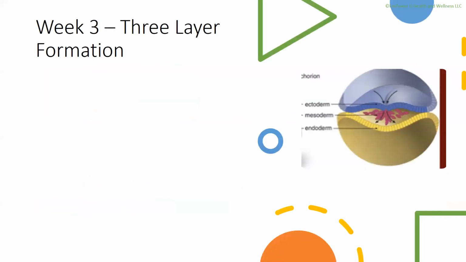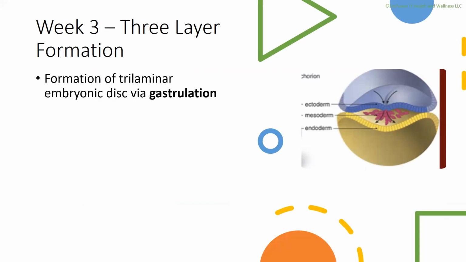Week 3, we get 3 layers. This is when we start gastrulation. We get our trilaminar embryonic disc via gastrulation during week 3. So week 1, the embryo sticks on day 6. Week 2, we get 2 layers, the bilaminar disc, epiblast and hypoblast. Week 3, we get 3 germ layers, our trilaminar embryonic disc.